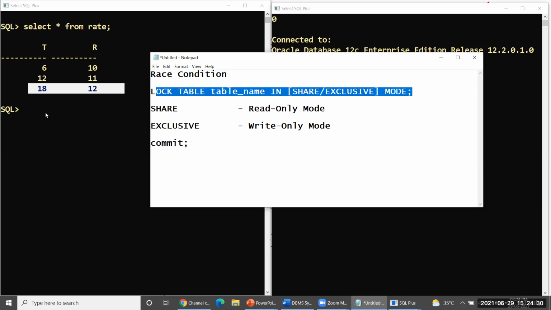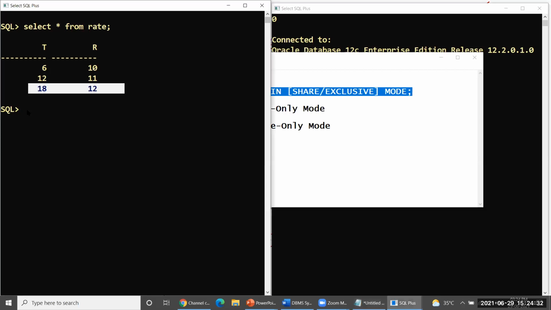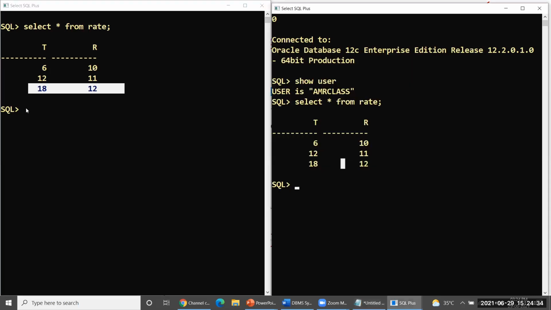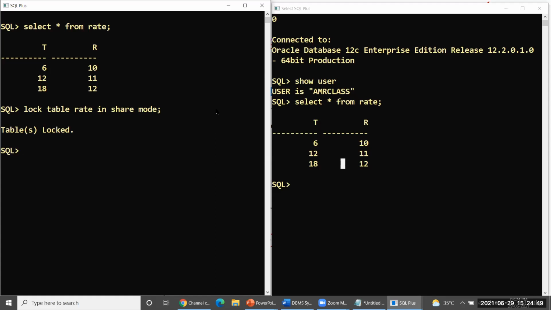Let us execute. Let me take read-only mode first on this particular user. Lock table, table name is rate, in share mode. Share in the sense read-only mode. Yes, your table has been locked.